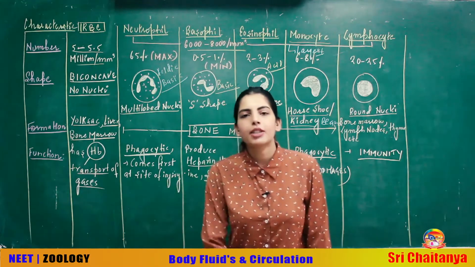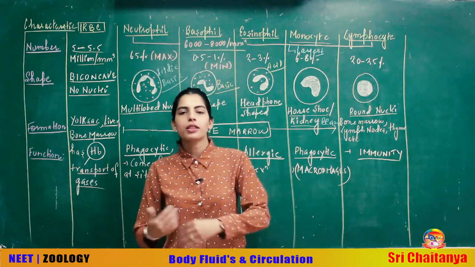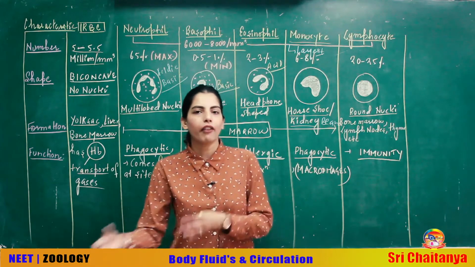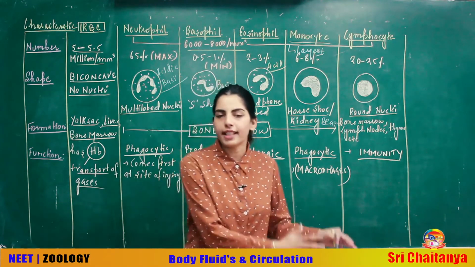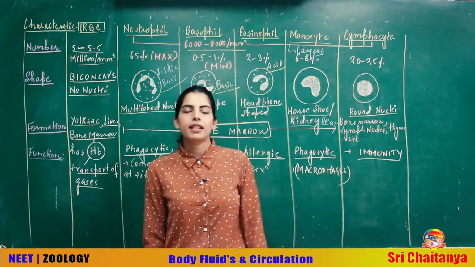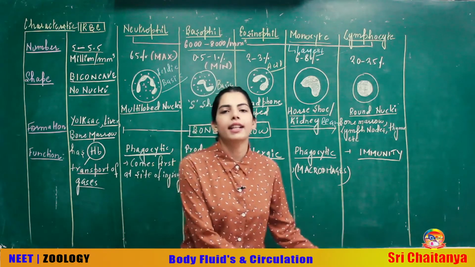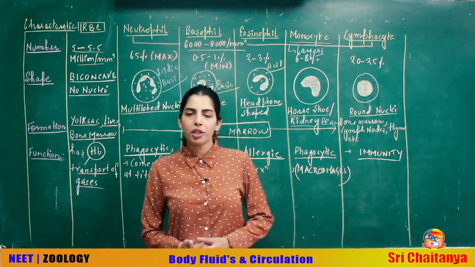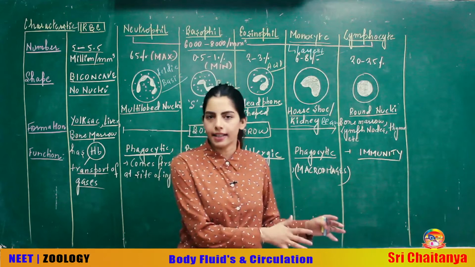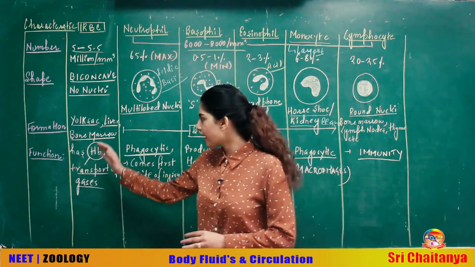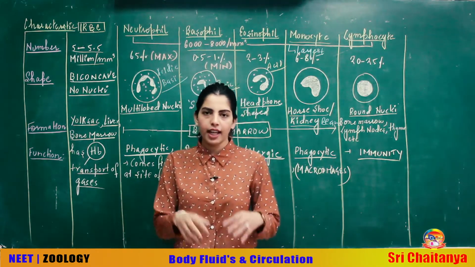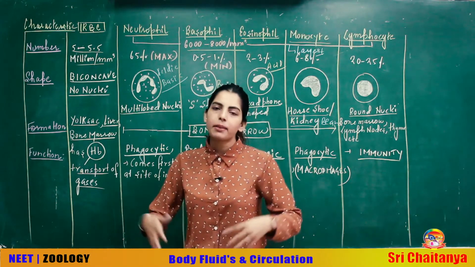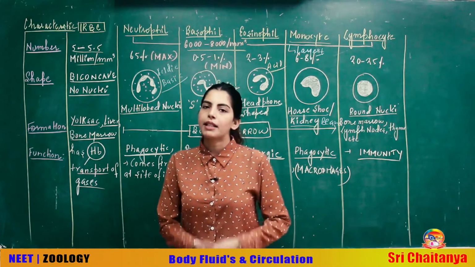Now talking about the site of formation. When you say erythrocytes, definitely you are saying erythropoiesis, formation of RBC. When you say white blood cells, or leukocytes, the formation is called leukopoiesis. Erythropoiesis starts in the yolk sac in the embryonic stage, and then in the liver, and in the bone marrow. So there are multiple sites of formation of RBC.